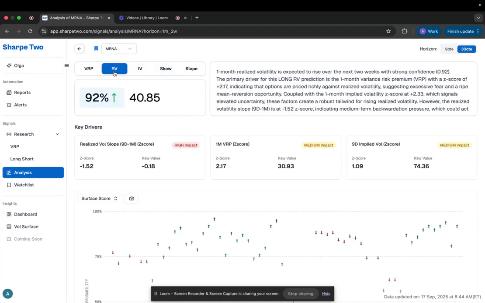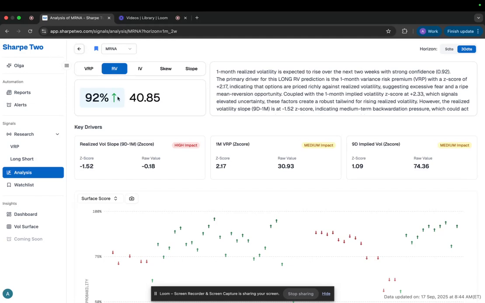So the realized volatility here, we're basically saying it has 92% chance to go up. I insist on this one. It doesn't mean it's going to explode. We're just simply saying that level here of 40.85, we are going to be above that within 2 weeks. And that is enough to structure some trades.